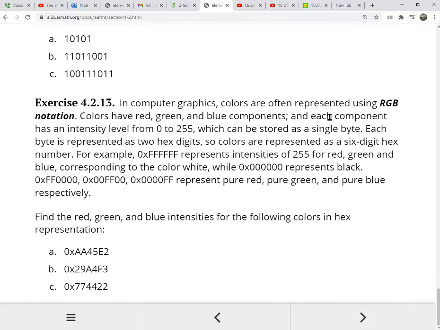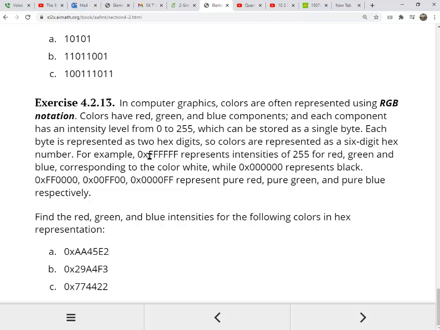So in computer graphics, colors are represented using RGB notation, and the colors have different levels. You have different intensities of the different colors. The levels go from 0 to 255. You may recognize that 255 is 2 to the 8th minus 1, which requires 8 bits. So I can use an 8-bit number, and that's going to be a hex number with 2 hex digits, because 256 is 16 times 16. Okay, so FF is 15 times 16 plus 15. You can work that out, and that's equal to 255.